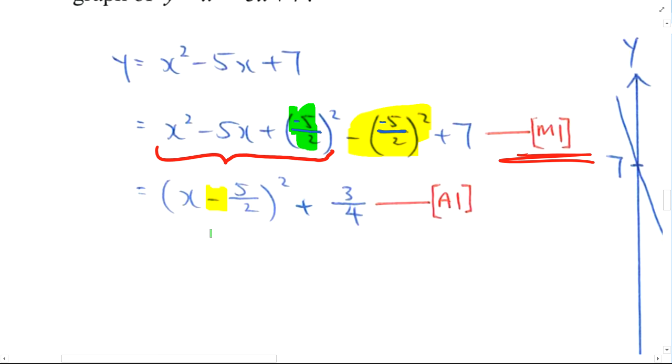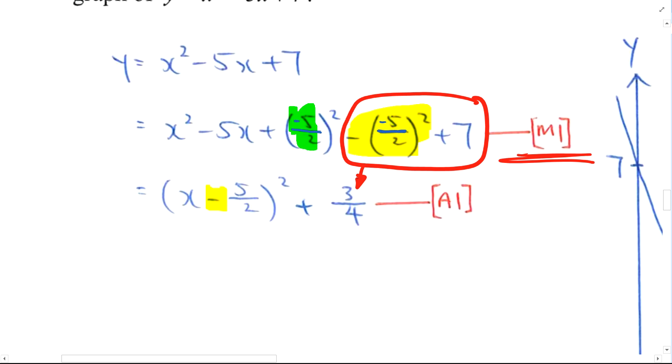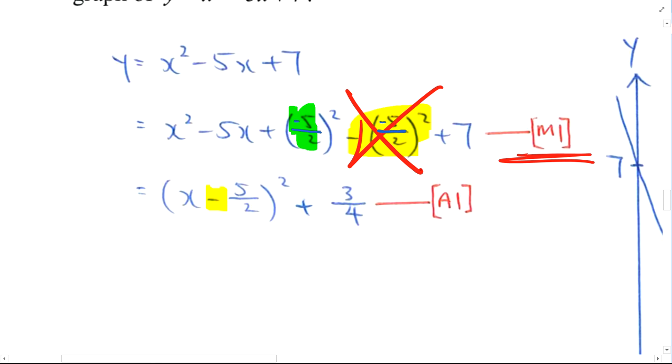Okay, so we've got the first term. Now, the second part will be your constants added together to give us 3 over 4. Some students forgot about this term. You totally ignored it and you ended up with 7 over here. Then obviously it's wrong. Okay?